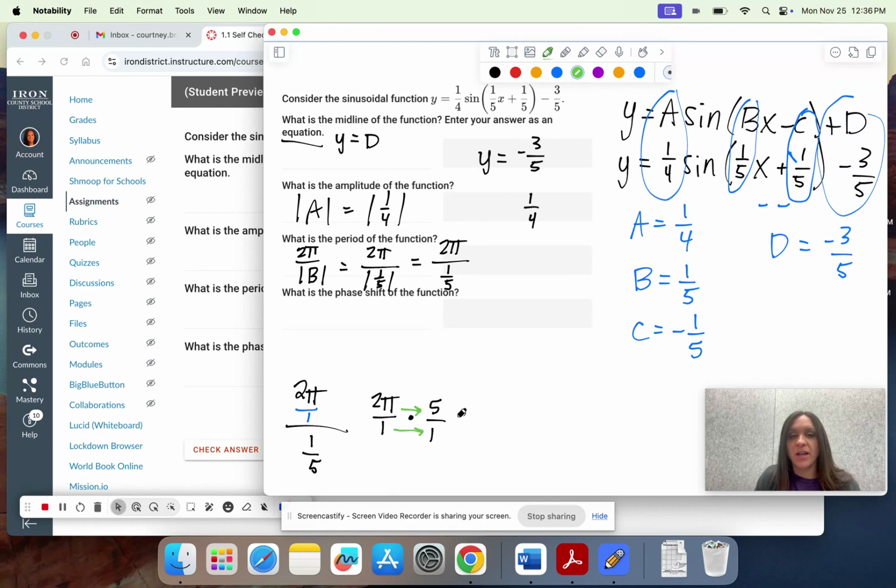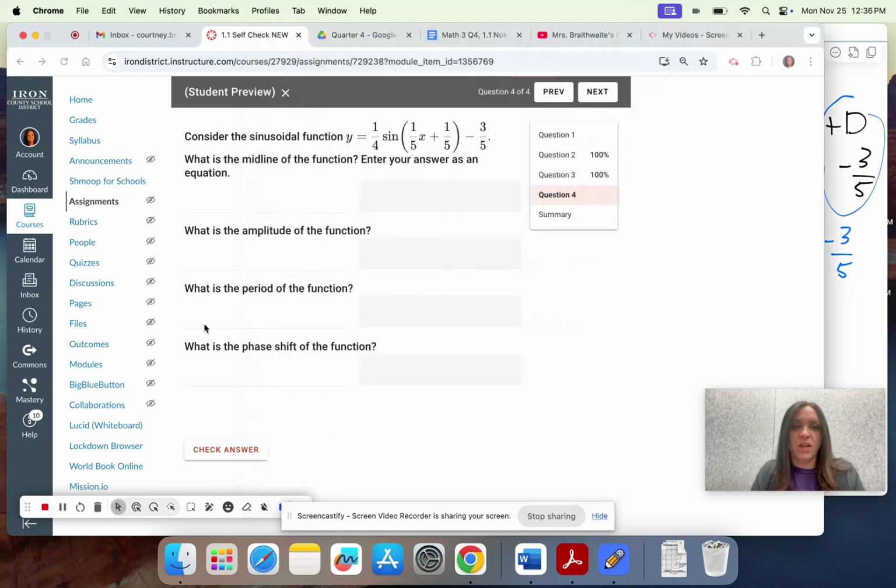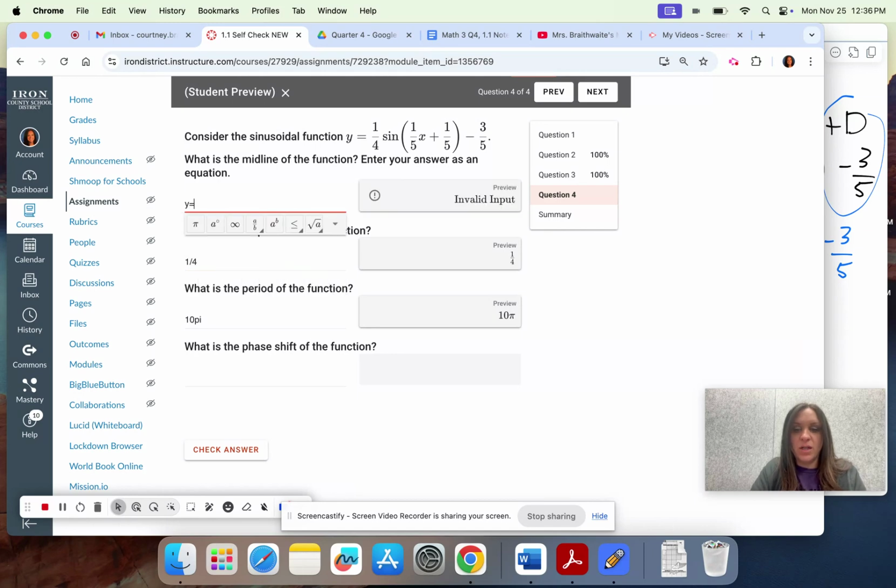So 2 pi times 5 is 10 pi. 1 times 1 is 1. And then you don't need that over 1 part. It's just going to be 10 pi. So the period is 10 pi. And I'm going to type that in. The amplitude was 1/4. The midline was y equals negative 3/5.